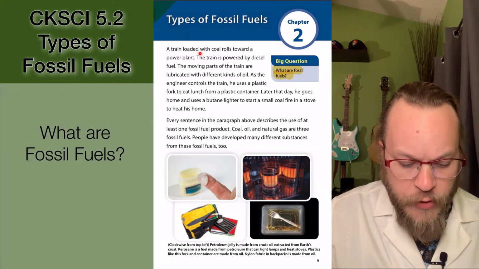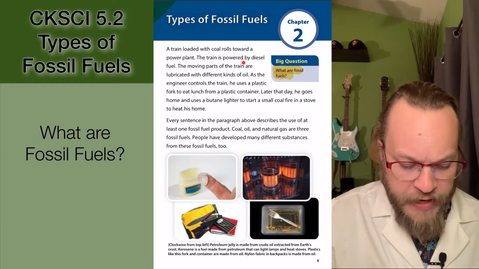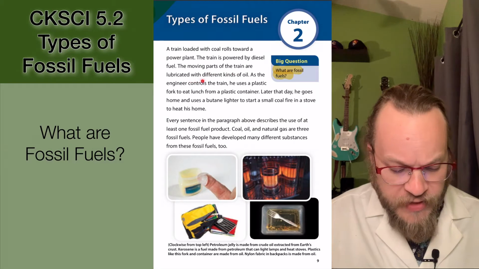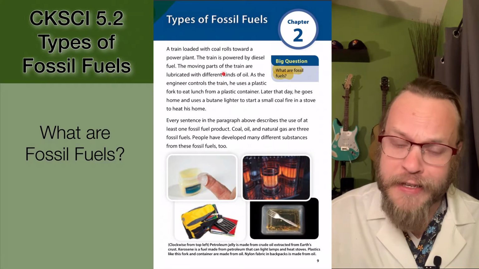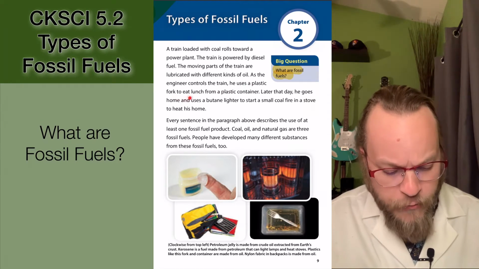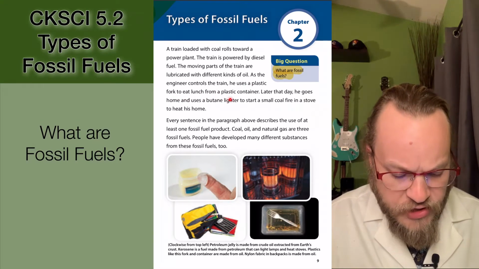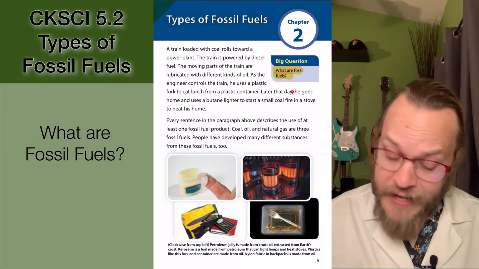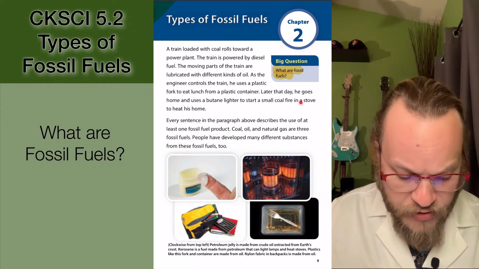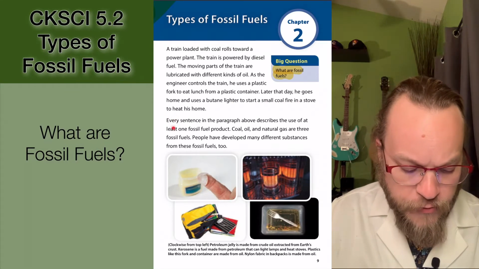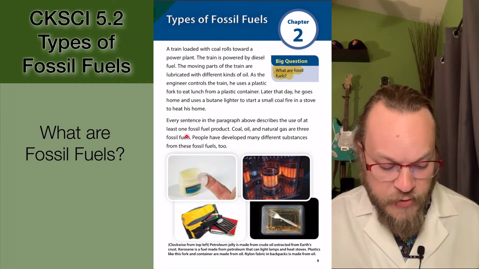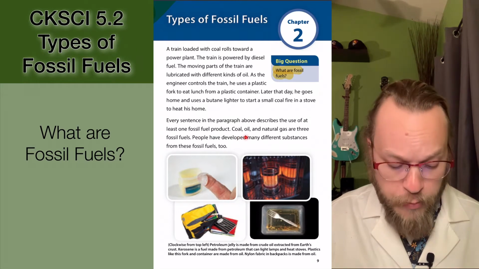A train loaded with coal rolls toward a power plant. The train is powered by diesel fuel. The moving parts of the train are lubricated with different kinds of oil. As the engineer controls the train, he uses a plastic fork to eat his lunch from a plastic container. Later that day, he goes home and uses a butane lighter to start a small coal fire in a stove to heat his home. Every sentence in this paragraph above describes the use of at least one fossil fuel product.